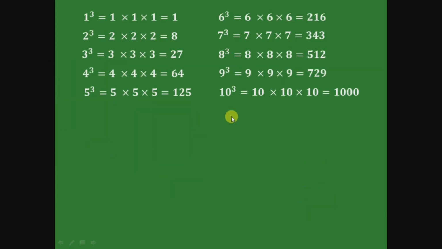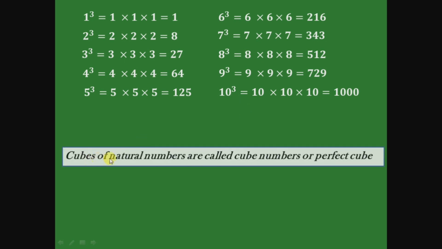Let's take cubes of natural numbers from 1 to 10. Cube of 1 is 1, 2 is 8, 3 is 27, 4 is 64, 5 is 125, 6 is 216, 7 is 343, 8 is 512, 9 is 729 and 10 is 1000. So from here we can say that cubes of natural numbers are called cube numbers or perfect cubes.